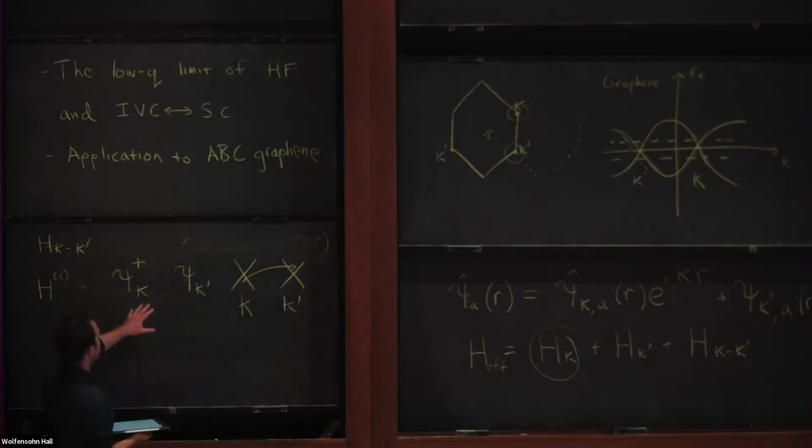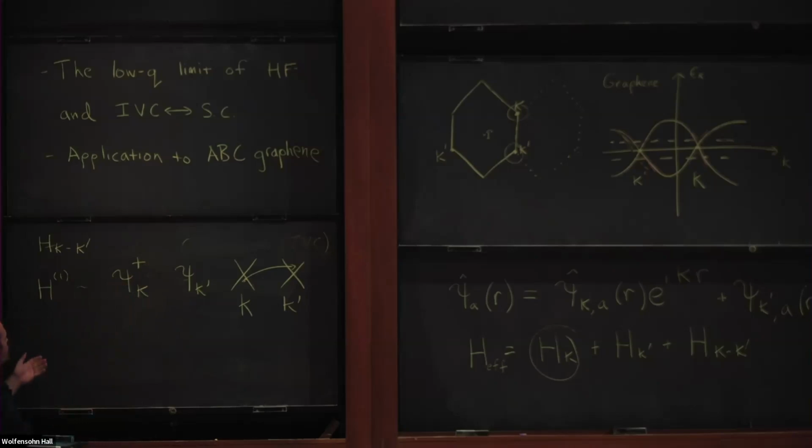Now I'm being schematic here. There's of course a structure because these field operators also depend on position and sublattice. So these are joined together with some matrix in the position and sublattice space, but I'll just think about it more heuristically for now, so leave that implicit.